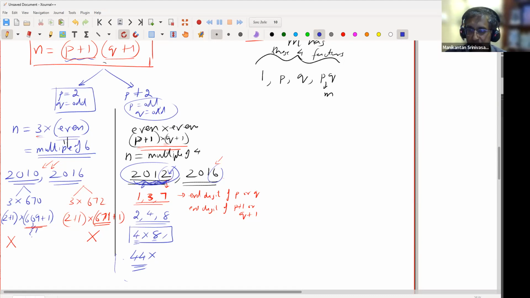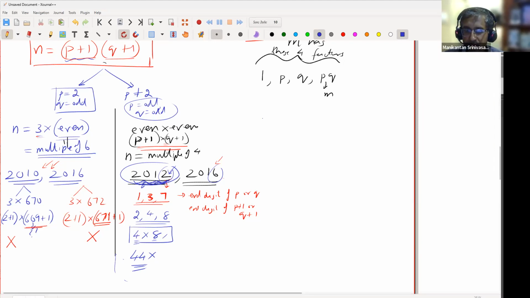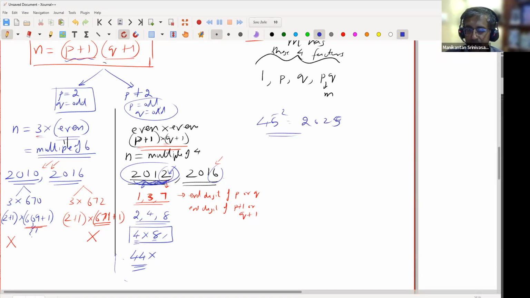So I'm pretty much done because 45 squared is 2025. I've checked all the prime numbers till 43, and this is not working. So I can conclude confidently that 2012 is not possible at all.